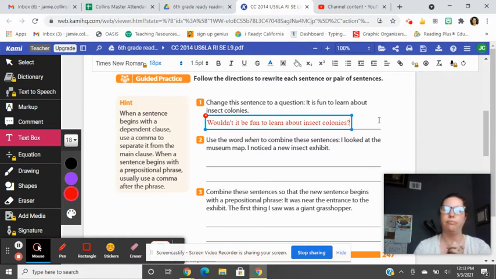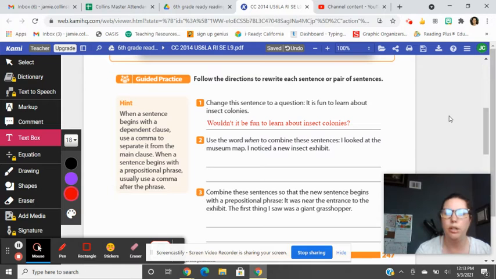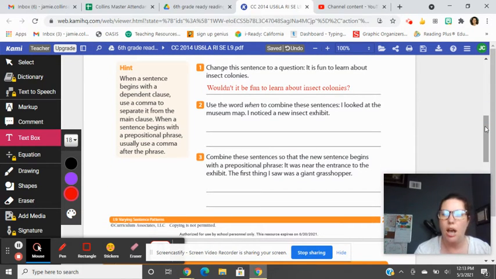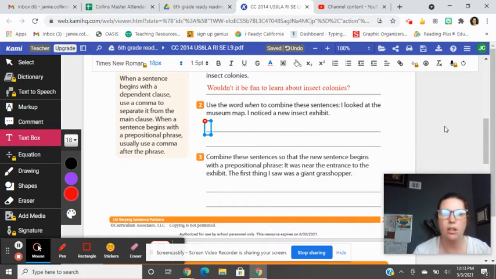There we go. Okay, how about number 2? Use the word "when" to combine these sentences. I looked at the museum map. I noticed a new insect exhibit. Okay, so why not put a dependent clause in here then?